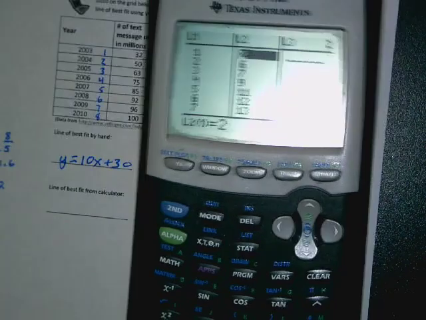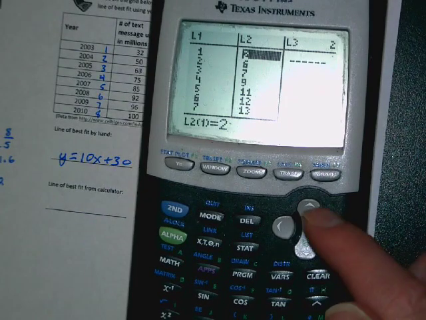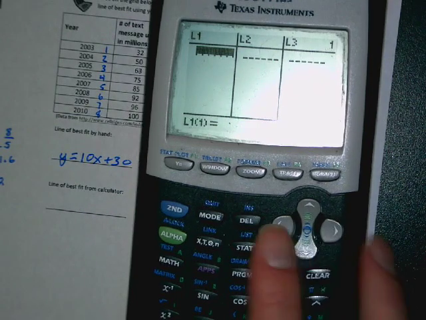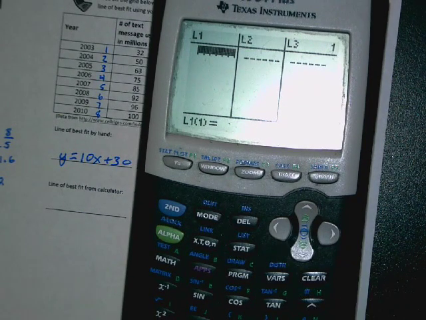So go back to your calculator. Hit those same buttons again. Stat. Enter on Edit. So we want to clear out what we had there before. So go highlight the top of the list. Hit Clear, Enter.